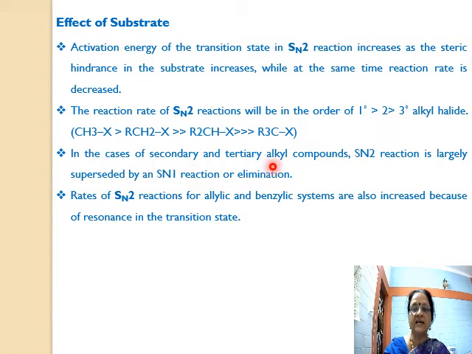In case of secondary and tertiary alkyl compounds, SN2 reaction is largely superseded by an SN1 reaction or elimination. Please make a note. This is a very important statement when we discuss the mechanism of SN2 reactions. So they prefer SN1 reaction rather than the SN2. The rates of SN2 reactions of allylic and benzylic are also increased because of resonance in the transition state. So this is also another important point for SN2 reactions.